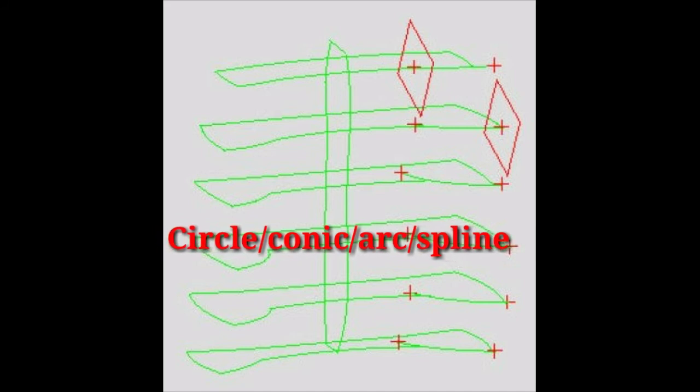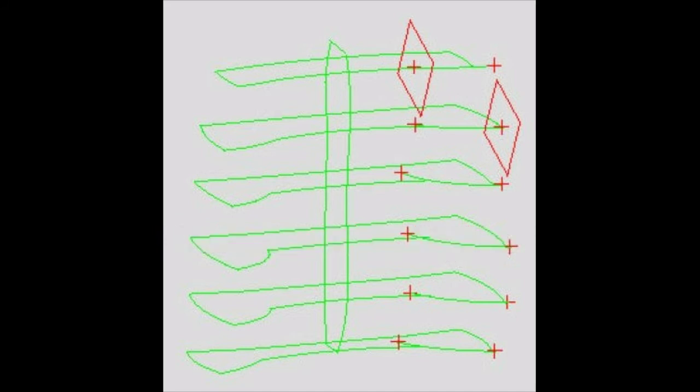We have to concentrate. We have to prefer a circle first, then a conic, then an arc or spline. The hierarchy of these elements is critical also. A circle uses fewer control points than a conic, and a conic uses fewer control points than an arc.